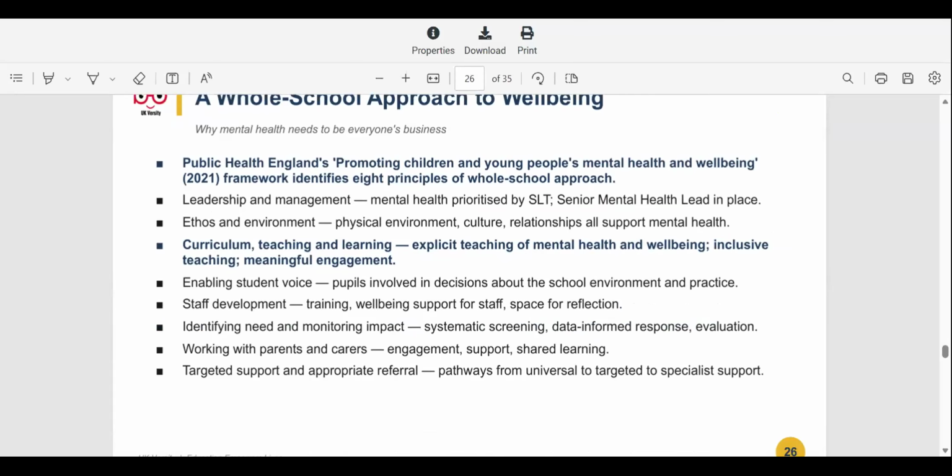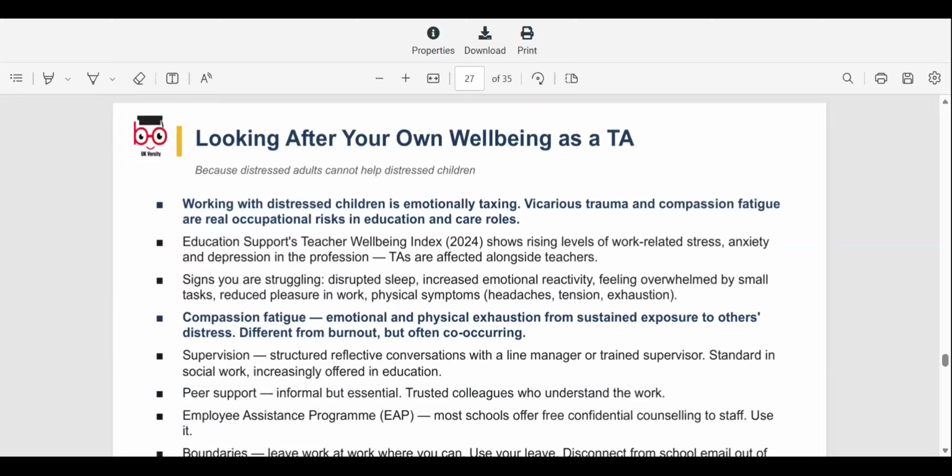Public Health England promoted school mental health. So, making sure that you're including staff, students, governors, parents, and building this safe cultural environment, enabling student voice, staff development, making sure staff are trained, identifying any monitoring needs, working with parents and targeting any support. Looking after your own well-being is really important as a teaching assistant.